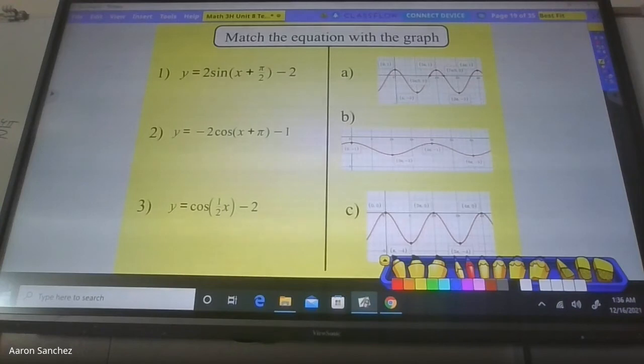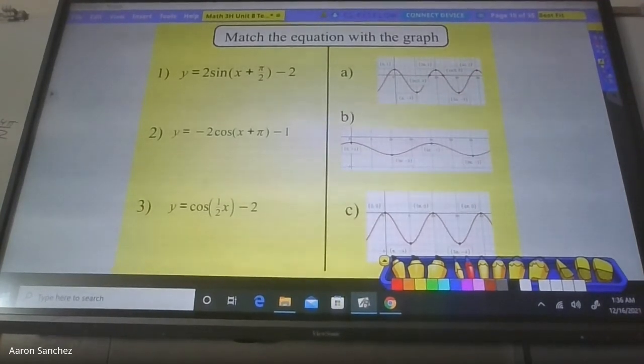I'm going to give you graphs and an equation. You have to match them up. If you want to walk up and take a picture, you can too. If you want to walk up, take a good picture, you can. Make sure you can see the graphs, because that's the important part. Make sure you can see the graphs.